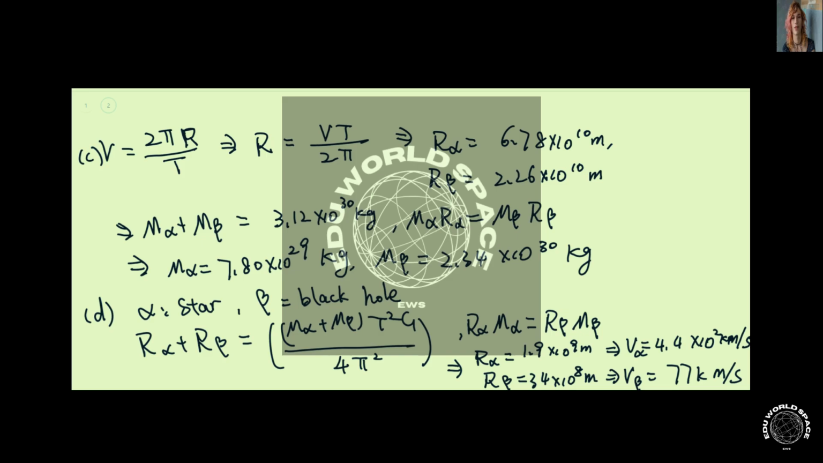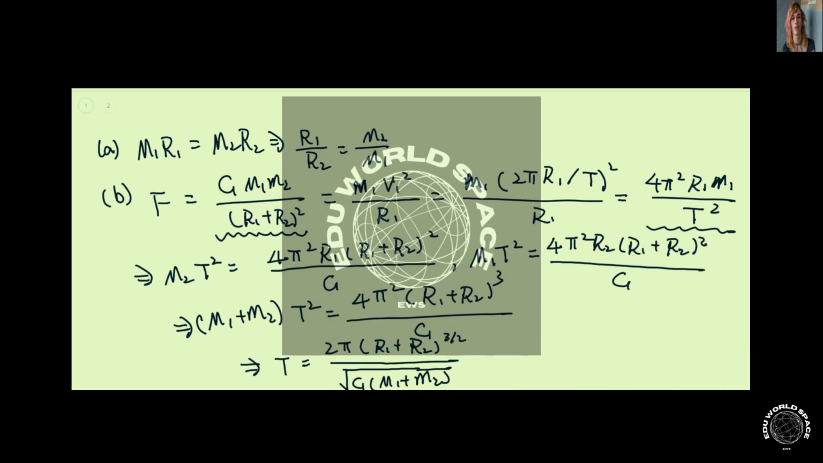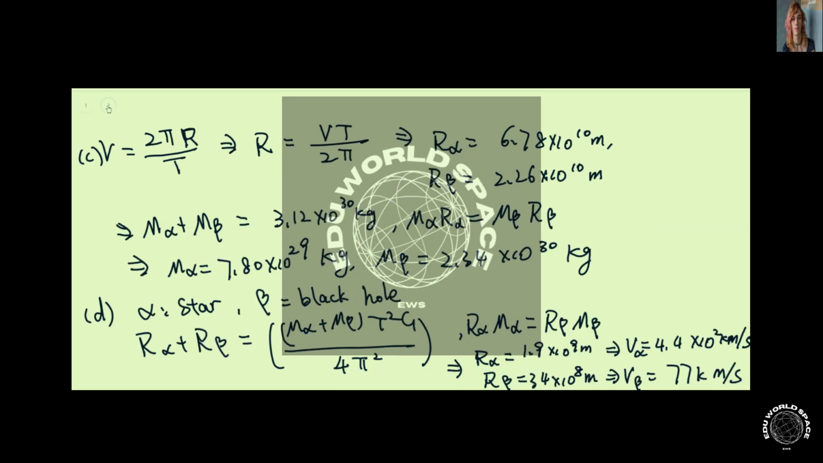For the last question, let's suppose we can still use the equations above. Let's suppose alpha stands for the star and beta stands for the black hole. So again, we use this equation. Now we know the total mass and we know the period of them. We can find that the sum of the distances between the black hole and the star is equal to this expression.